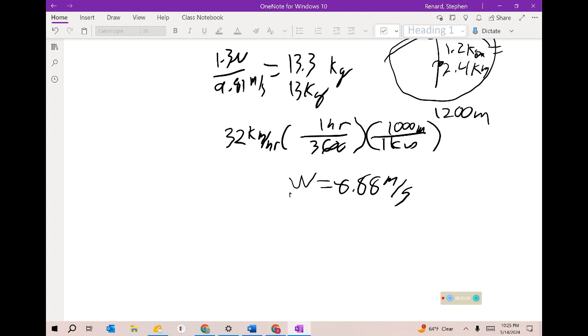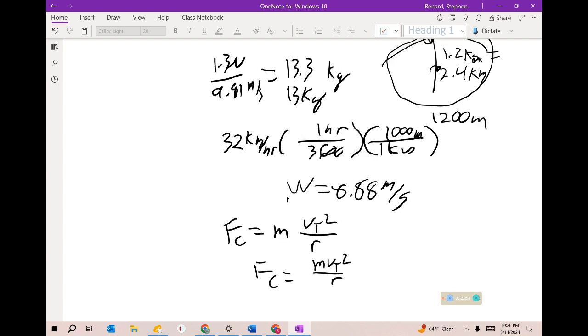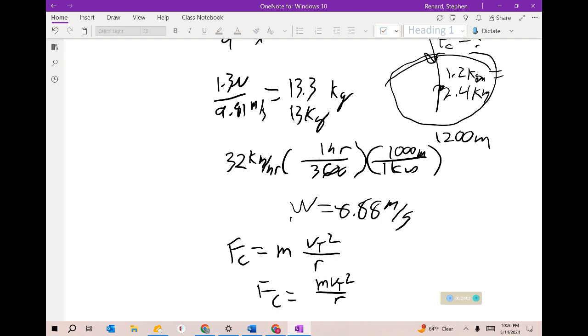So we know that the equation for centripetal force equals mass times acceleration. We have the mass right there. Then the acceleration is v squared over radius, right? So the centripetal force equals m v squared over r. Now, keep in mind here, the radius is 1,200 meters. We already went over that.